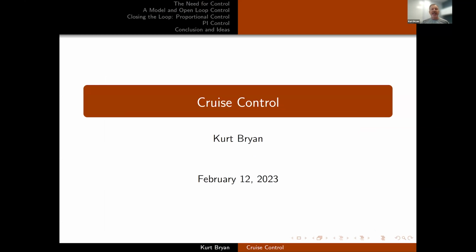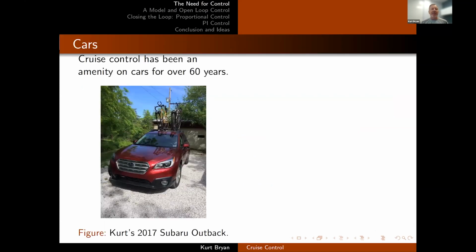And so here's a picture of my car with my bikes on top. It's a 2017 Subaru, and it has cruise control, of course. And one thing I love about it is it has cruise control that can actually apply the brakes. So unlike most cars or old cars where you're going too slow and it applies the throttle, if you go down a hill in this car and it's going too fast, it'll actually apply the brakes too and keep it at a constant speed.